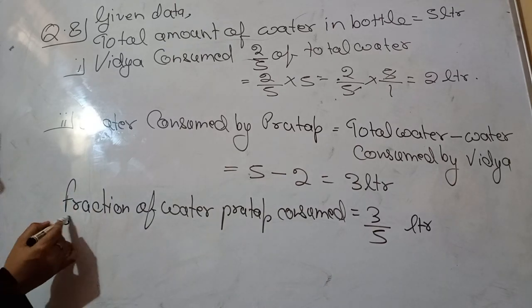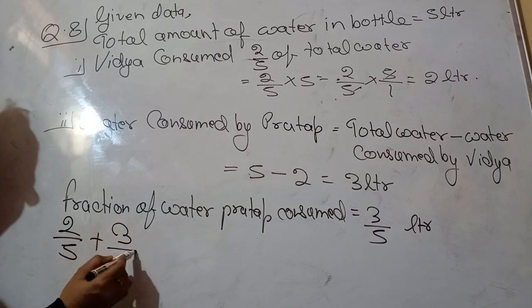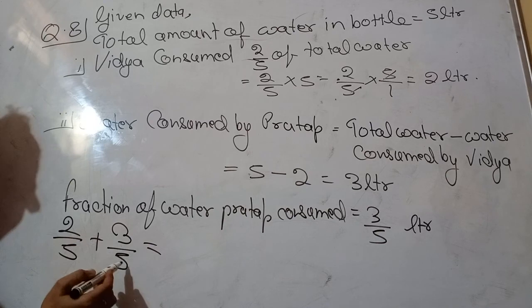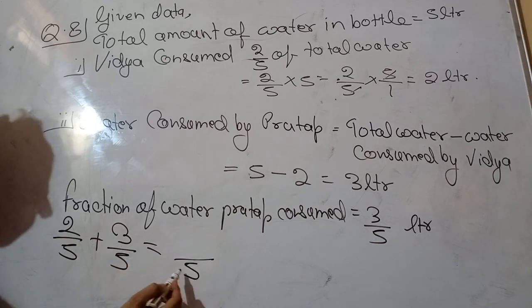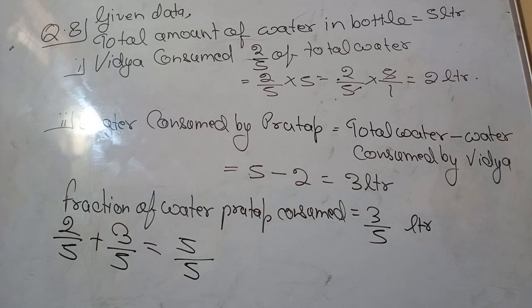Here you can see Vidya consumed 2 liters out of 5 liters. Pratap consumed 3 liters out of 5 liters. See, both the denominators are same. So 2 plus 3 gives us 5. Means whatever answer we have obtained is correct. Vidya consumed 2 liters of water. Pratap consumed 3 by 5 fraction of water. So this is how we have completed exercise 2.2.